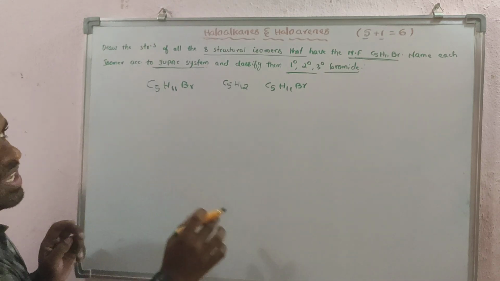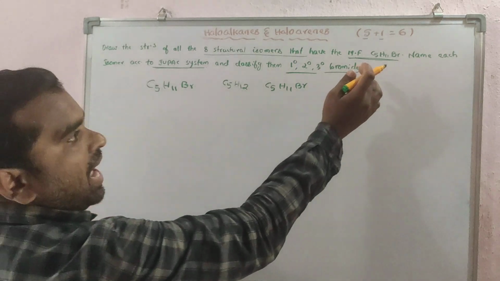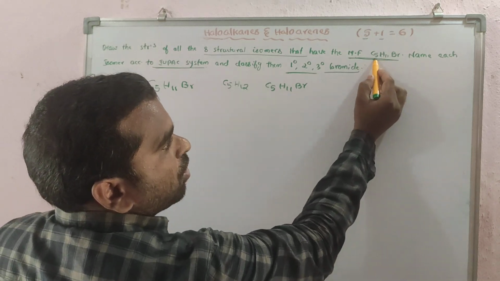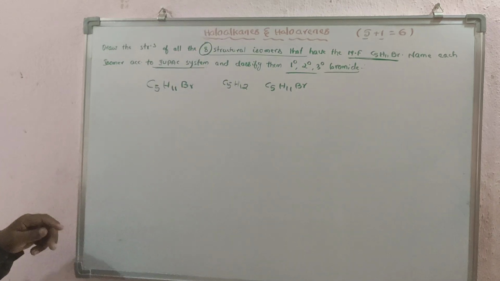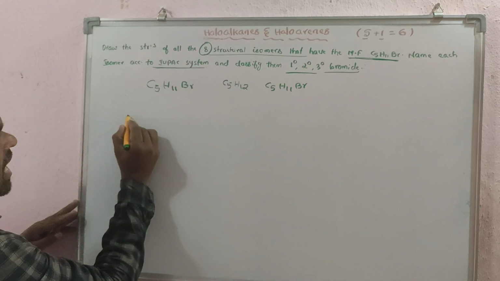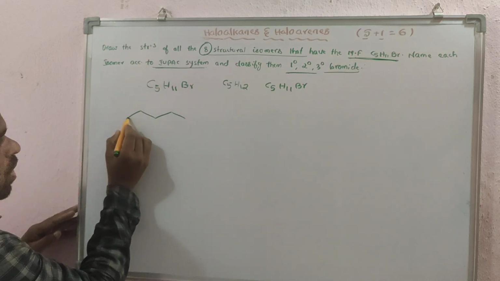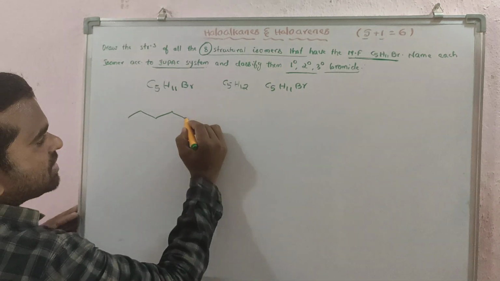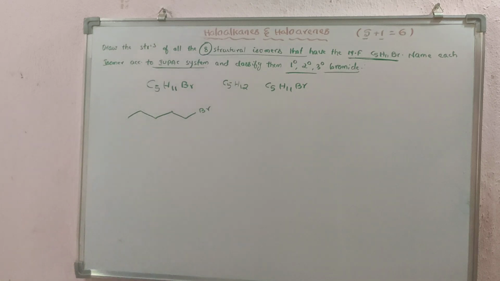Important: sometimes in competitive examinations they may directly ask how many structural isomers can be written for this molecular formula. So how many do you have to write? 8. They will ask in that way also. Clear? Now, with an alkane of 5 carbon atoms, 1, 2, 3, 4, 5, bromine is added to it. This is one structural isomer.